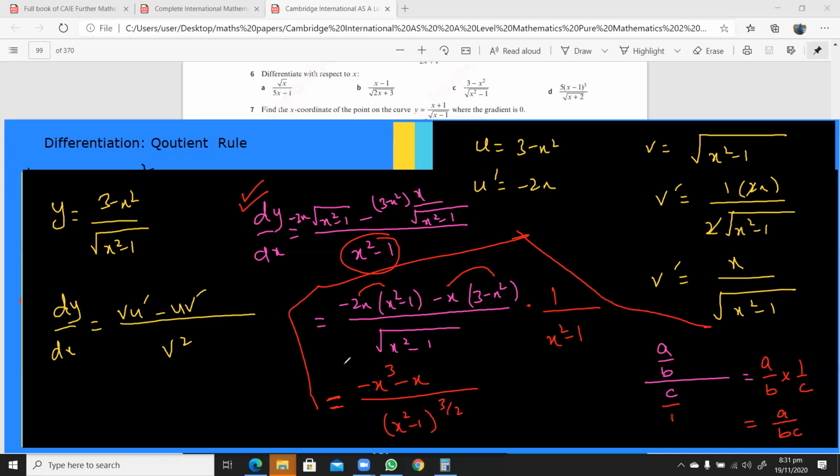Anyhow, I have given you 3 examples so you can practice this so that you can master this quotient rule.